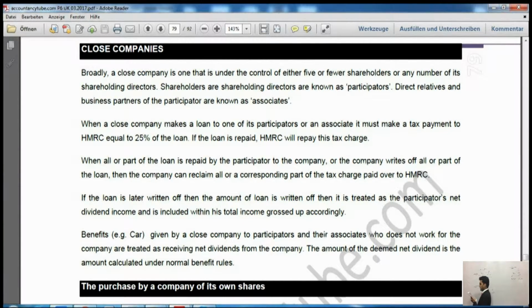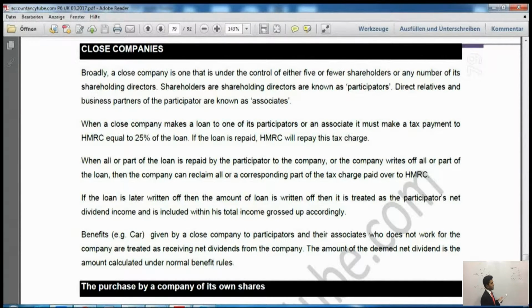Now broadly, a closed company, it says, is one that is under the control of either 5 or fewer shareholders or any number of directors. Right? So what is a closed company? A closed company is a company which is owned by 5 or fewer shareholders. So the maximum shareholders could be 5, or any number of directors. As far as directors are concerned, directors could be as many as you want, but the maximum shareholders can be 5. So 5 or fewer shareholders or any number of directors.